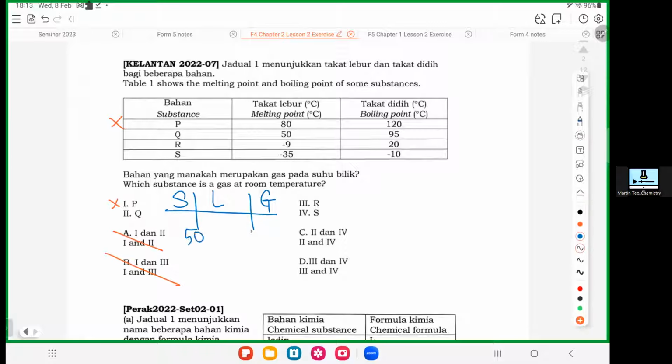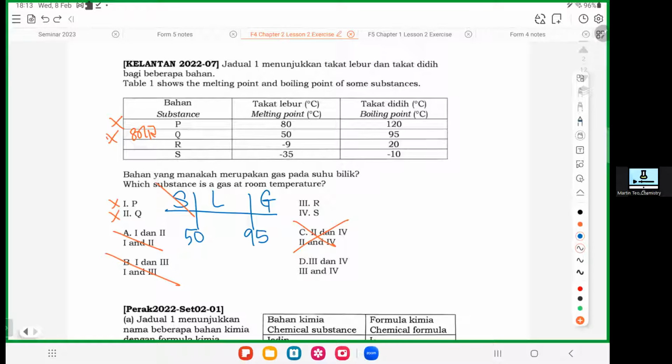50 and 95 respectively. So what we want, room temperature 25. Where is 25? 25 is less than 50, so it's somewhere here. So also a solid. So I don't want a solid, I want a gas. So Q also wrong. So Q is number 2, which is wrong. Number 2, it's wrong. So this answer C got number 2, so it's wrong. So the answer has to be D.